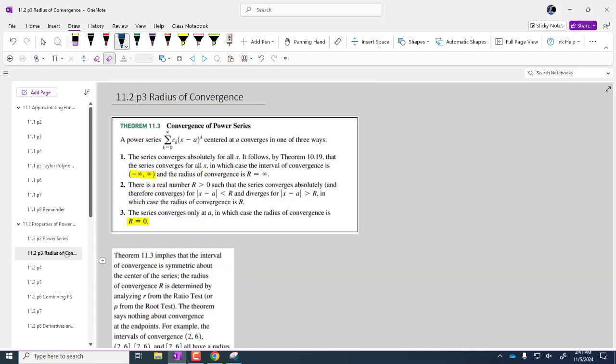And this statement here is saying some power series only converge for their center, which would be a horrible power series. It's not going to be a very valuable power series if it only converges for its center. Ari? For the first one, where it converges for all x, doesn't that mean you can choose any center? It does. Yep.